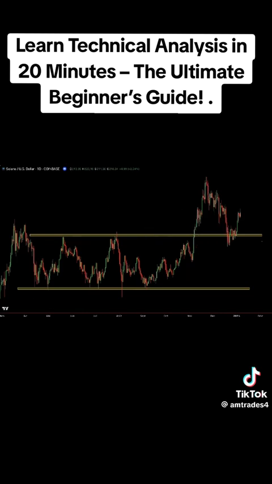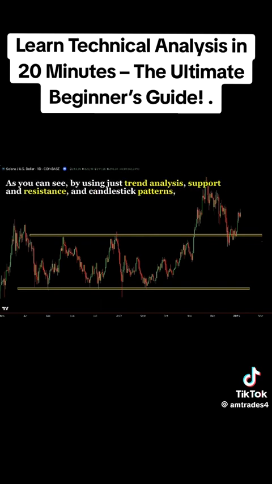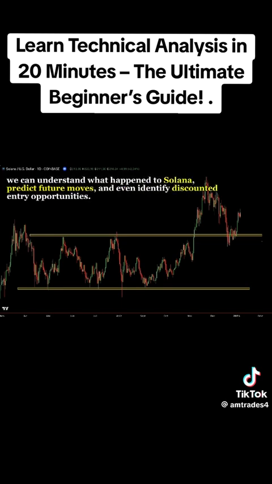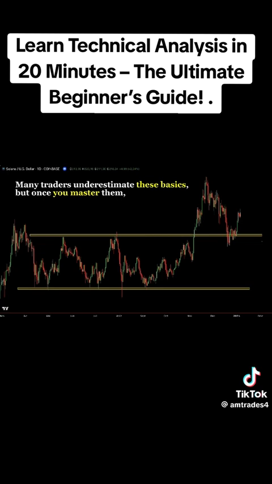For long-term investors, the best entry would be to wait for the market to retrace back to this support level again. Otherwise, entering a trade at these higher levels is considered a premium entry, which carries higher risk and could cost you money. As you can see, by using just trend analysis, support and resistance, and candlestick patterns, we can understand what happened to Solana, predict future moves, and even identify discounted entry opportunities. Many traders underestimate these basics, but once you master them, they give you a clear roadmap of price action, allowing you to analyze any chart with confidence.